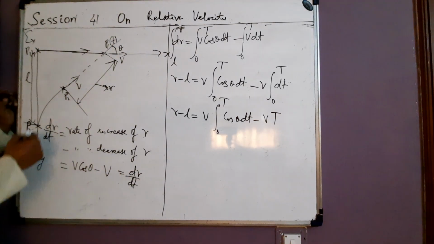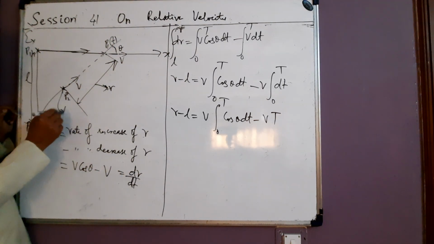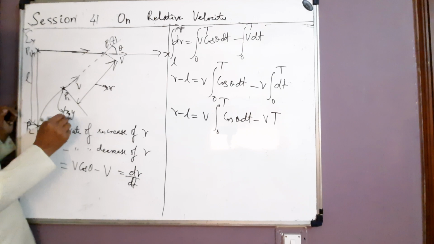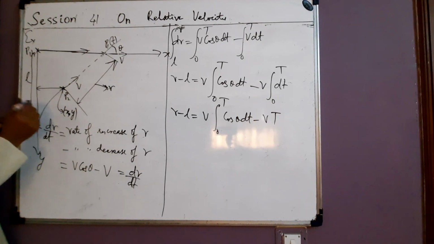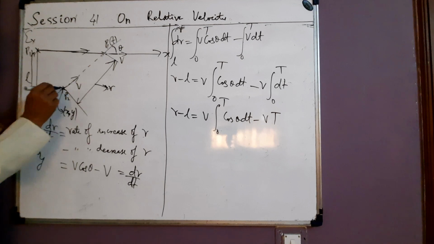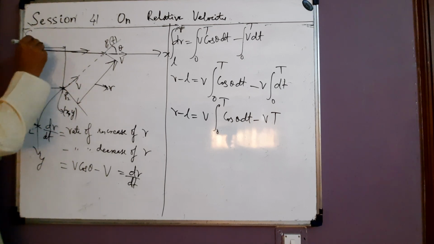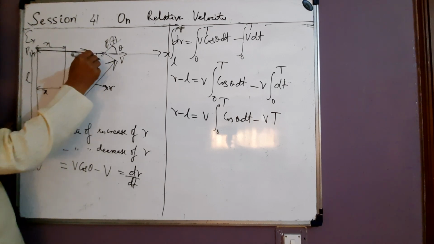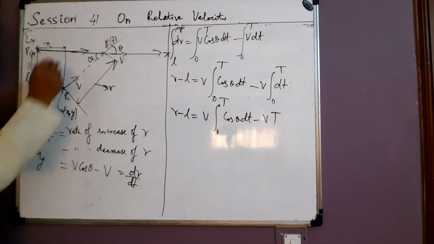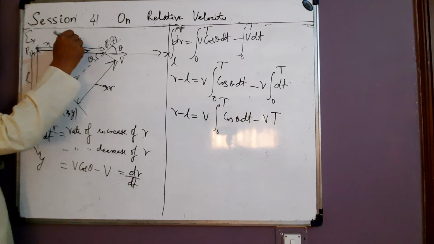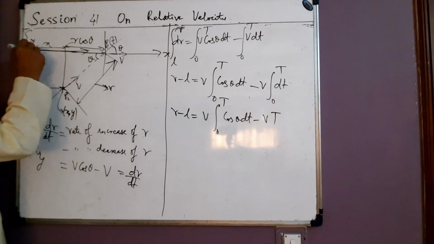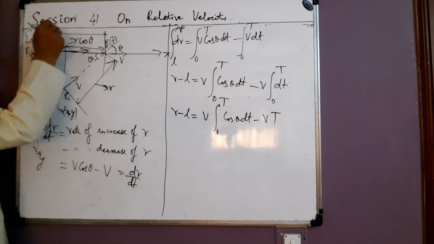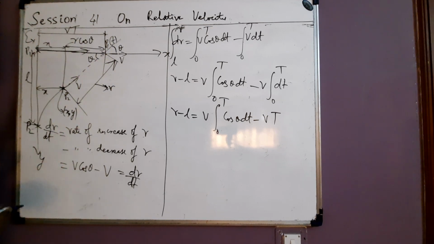Now see, at time t, coordinates of P2 are say x comma y. If we drop a normal from P2 on the y axis, this distance is x. If we extend here, this distance is also x. This is r, this is theta. Theta is also theta, opposite angles. This distance is just equal to r cos theta. And this distance is just the distance moved by P1 in t time, which is simply Vt.